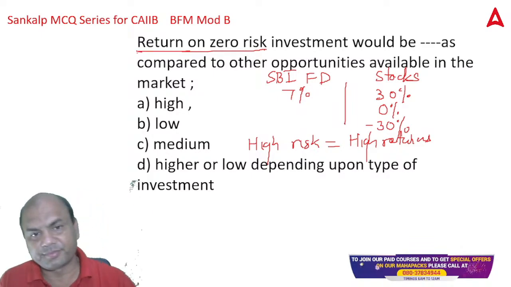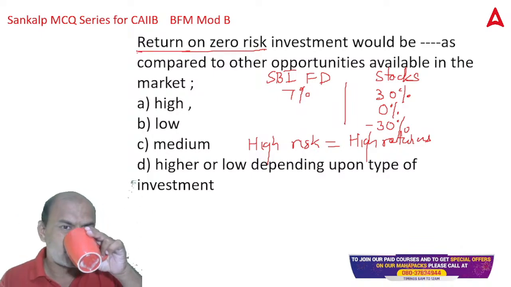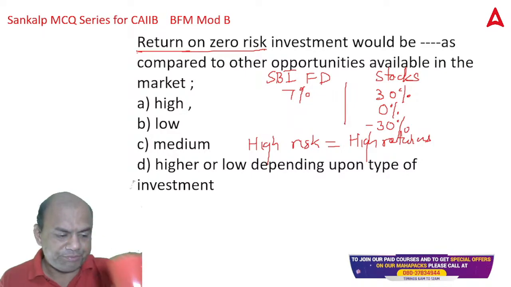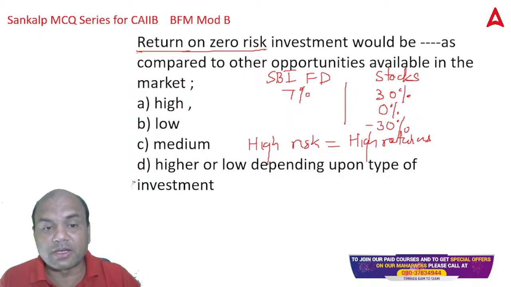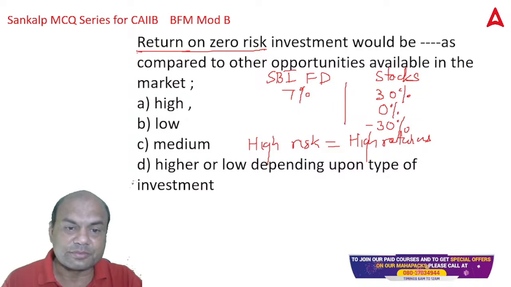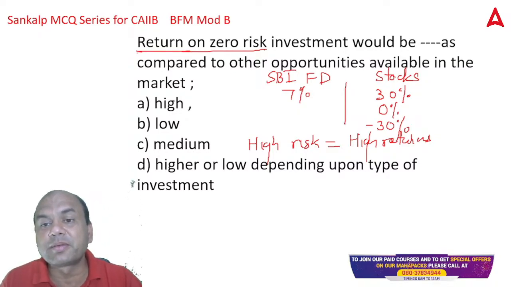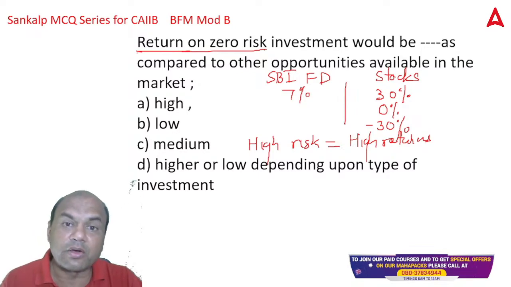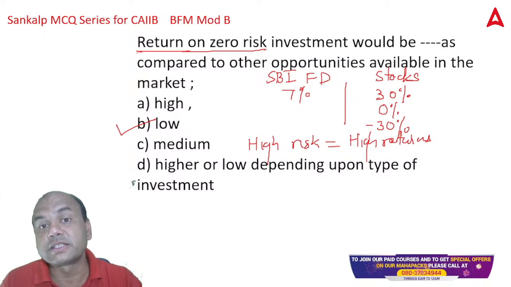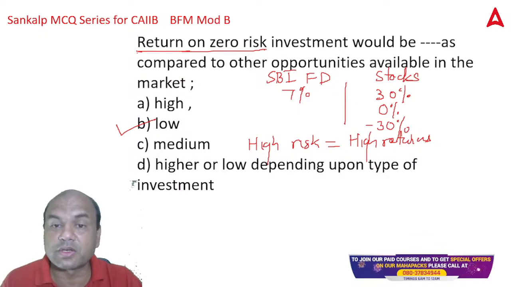What is it? High or low depending on the type. Somebody is typing D. See here, if it is high or low depending on the type of instrument, then it becomes the riskier element. We are talking of zero risk. Zero risk will always be low. Treasury bills, T-bills are zero risk instruments.